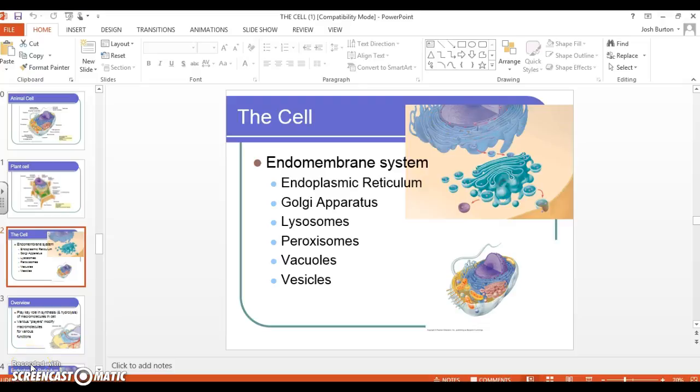Picking up where we left off, we started talking about the structures that are going to be found inside the cell. We first start taking a look at the endomembrane system. What that really incorporates is all the different internal organelles that are membrane bound. So things like the endoplasmic reticulum, Golgi apparatus or Golgi body, lysosomes, peroxisomes, vacuoles, vesicles, all of those are surrounded by a phospholipid bilayer.